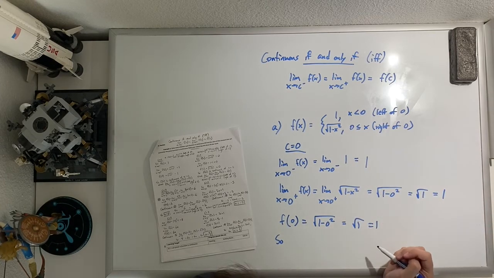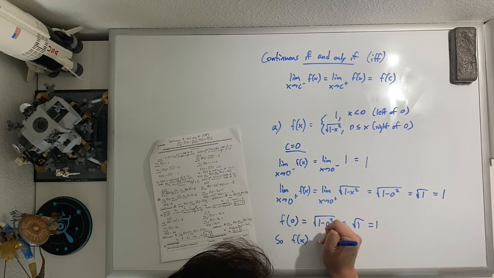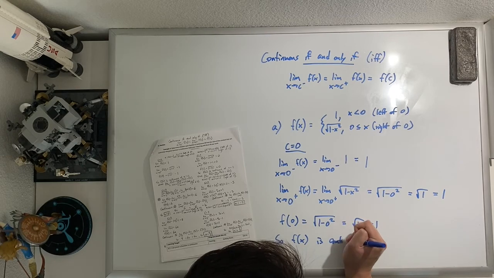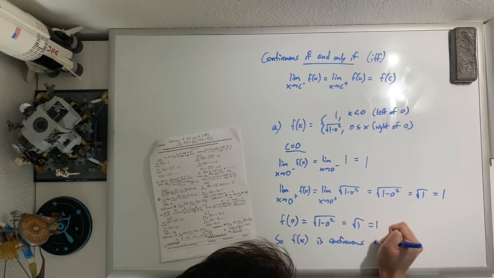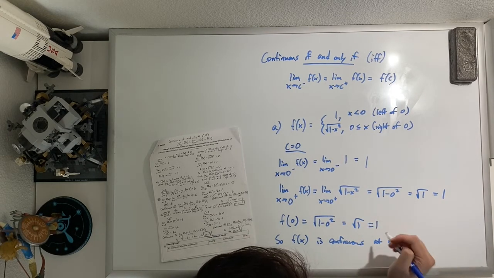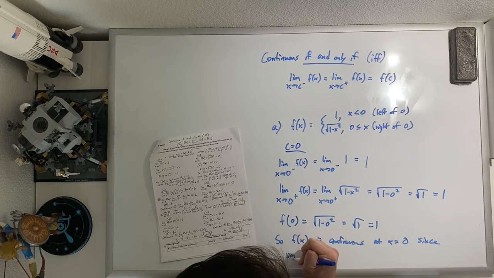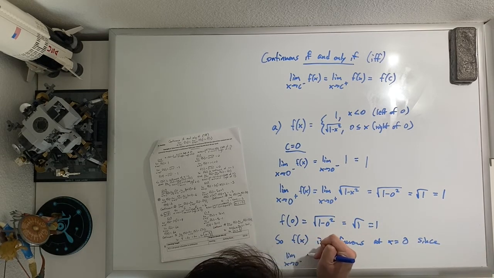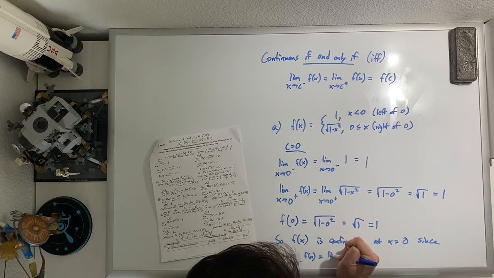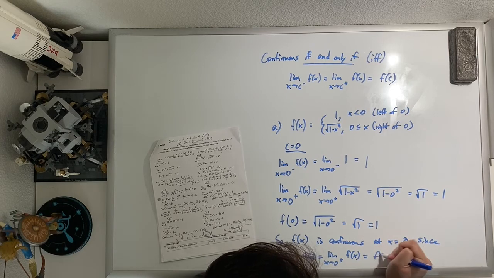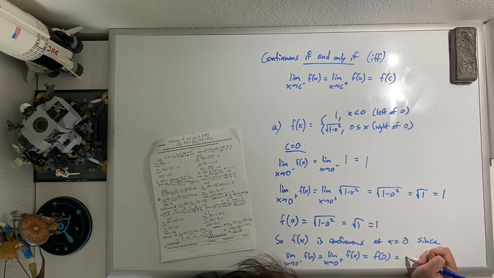Equal, equal, equal. So f of x is continuous at x equals 0, since the limit as x approaches 0 from the left equals the limit as x approaches 0 from the right, which equals the function value. And these all equal 1.